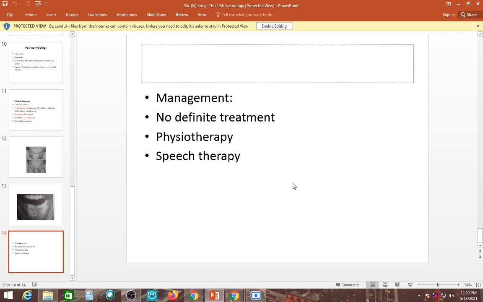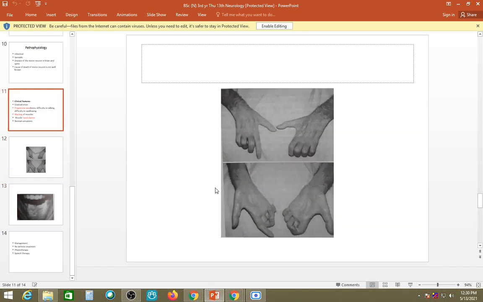We do not know what is the cause of motor neuron disease, and because of that there is no definite treatment in motor neuron disease, because we do not know what is causing the death of the cells in motor neuron disease. We can only offer them physiotherapy exercise and speech therapy for the muscles of the mouth and tongue.